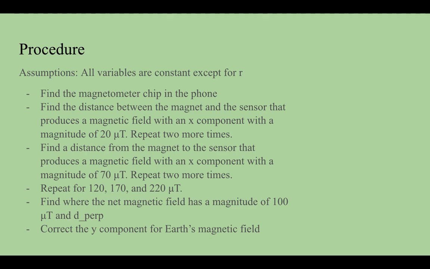So the procedure is to find the magnetometer chip in the phone, find the distance between the magnet and the sensor that produces a magnetic field with an x component with a magnitude of 20 microteslas, and repeat that 2 more times. Find a distance to the sensor that produces a magnetic field with an x component of 70 microteslas, and repeat that 2 more times, and then repeat that for 120, 170, and 220. Then find where the net magnetic field has a magnitude of 100 microteslas and d perpendicular, and then correct the y component for Earth's magnetic field.